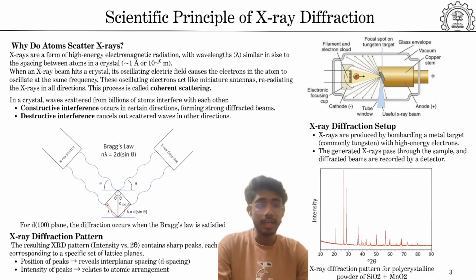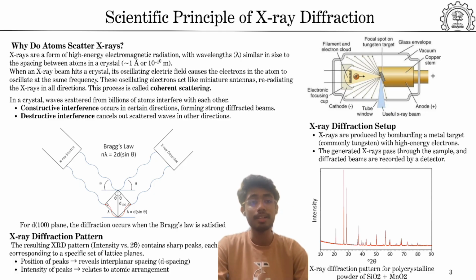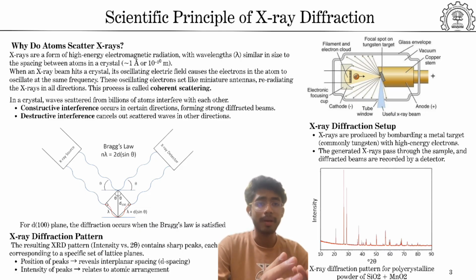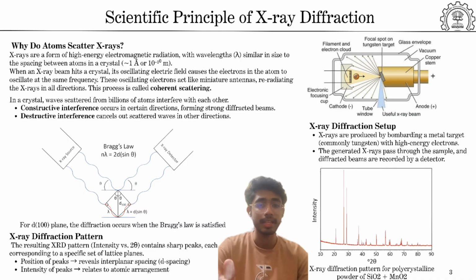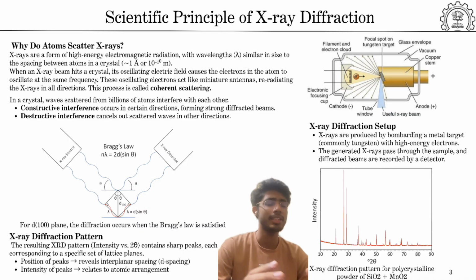To perform XRD, X-rays are first generated by bombarding a metal target, usually tungsten, with high-energy electrons inside the X-ray tube. The resulting X-rays are directed onto the sample. A detector then records the intensity of diffracted beams at different angles. The result is a graph of intensity versus 2 theta, called the XRD pattern. Each peak in this pattern corresponds to a specific set of crystal planes that satisfy Bragg's law. The position of the peaks reveals the interplanar spacing, that is the d spacing d_hkl, and the intensity of the peaks tells us about the arrangement of atoms and the relative phase composition. So, this is how XRD converts scattered X-rays into structural information at the atomic scale.